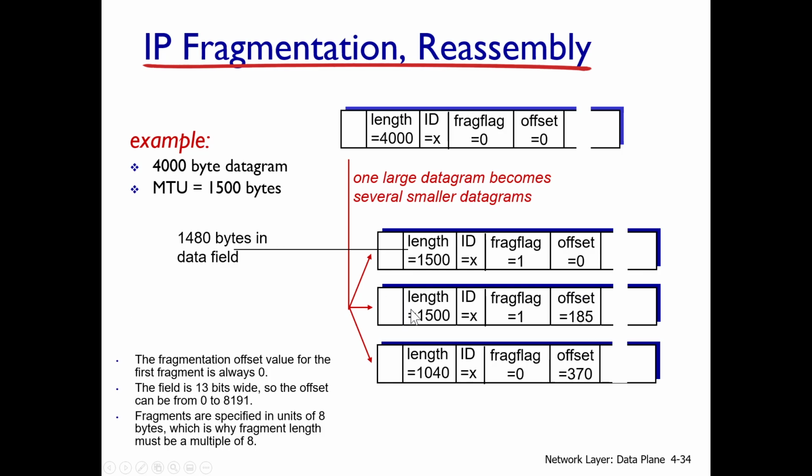Here you sent another 1480 byte data field, right? So from here to here, your offset needs to be incremented by 185. As you can see, this is 370. 0 to 185, 185 to 370. This is how we do the fragmentation and the reassembly in the IP protocol.